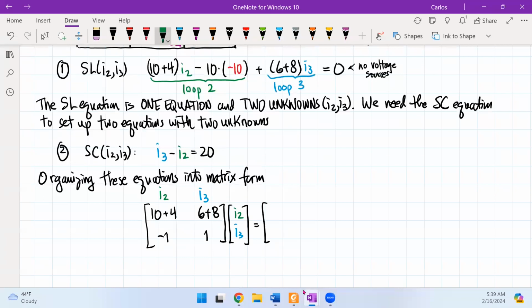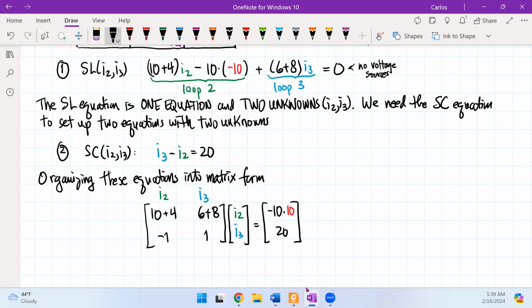Now I look at all of my constants. So if you look at the constants, look at this. I got the 10 times the 10, so I get minus was a plus. If I take it to the other side, I'm going to get a negative sign. So I'm going to go minus 10 times 10. That's the constant. And on the right side of the supercondition, we see that it's 20.